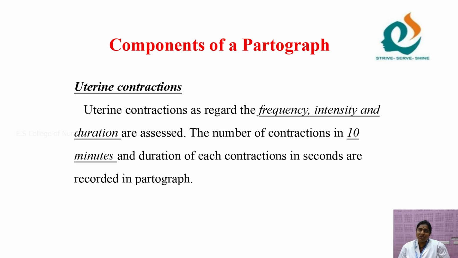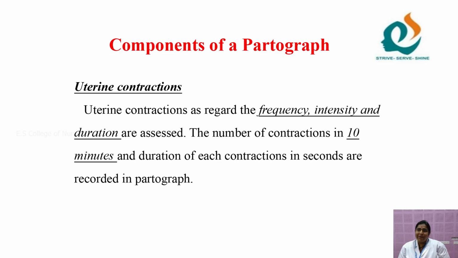If poor contraction is there, augmentation of labor can be done. The contraction has already started, but it is not adequate to expel the fetus. In this condition, augmentation or induction of labor can be done with the help of oxytocin drugs. Here we note the frequency, intensity and duration. Frequency is nothing but the interval between two contractions, and duration is how long one contraction lasts, which is marked in seconds. Intensity is the pressure of the uterine contraction, which is monitored.